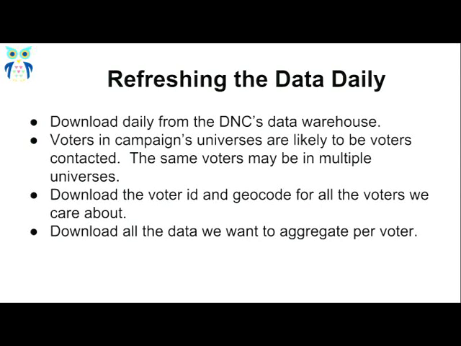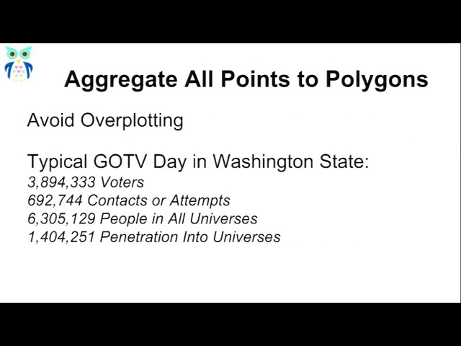targets for different campaigns. So I aggregate, I pull down all my data per voter ID, and then I pull down the voters with their geocodes. And then I can aggregate, and then I can do stuff by voter. So I aggregate all my points to polygons because I have the overplotting problem otherwise.